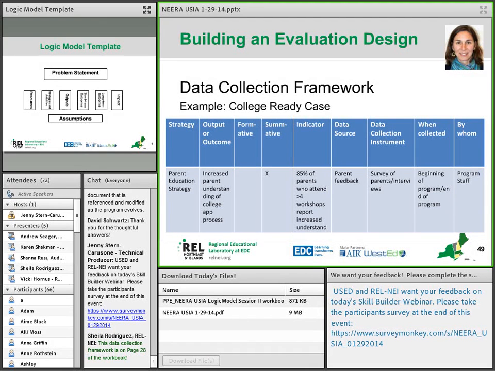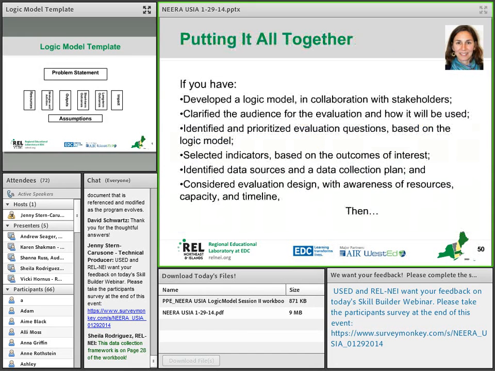So those examples are just to illustrate how you walk through this process of articulating your data sources as they relate to your strategies and outcomes of interest. And we hope that you will refer to the workbook and think about building this type of data collection framework for yourself in your own program or policy. We are now at the stage where we talk about where you are and where you are going from here.